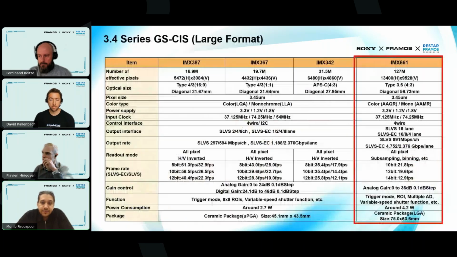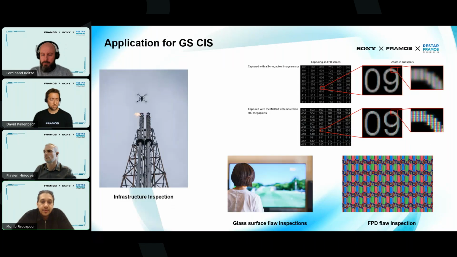In terms of the key specs, as I said, it's a 127 megapixel image sensor. What is important here is, again, we offer them in color and monochrome. The sensor pixel size is 3.45 micrometer, and the SLVS-EC is 16 lane, or 4-lane possibility. And the frames per second here, in 12-bit, is nearly 20 frames per second. The package size is similar to our IMX411 and 811 too. Next, please.